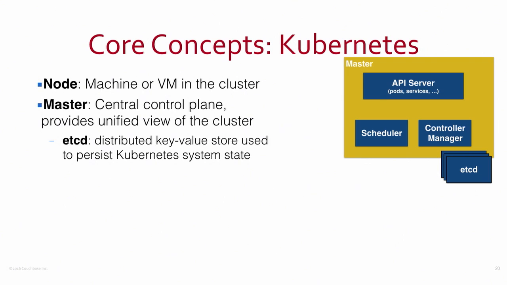But they have this concept of a master, which is sort of your central control plane. Just like a Docker manager, they have this terminology called master. It provides a unified view of the cluster. It has several components. So for example, one of the components is the API server. Now, if you contrast Docker and Kubernetes, with Docker, you make a command, say docker run this container or run this image as a container.